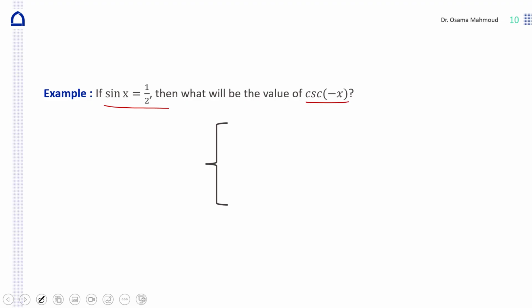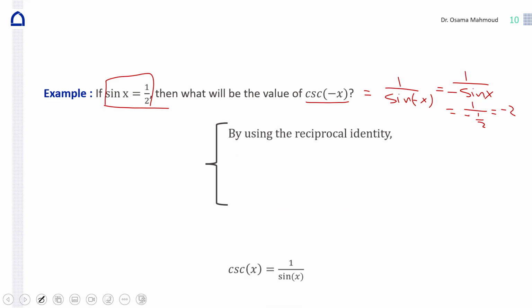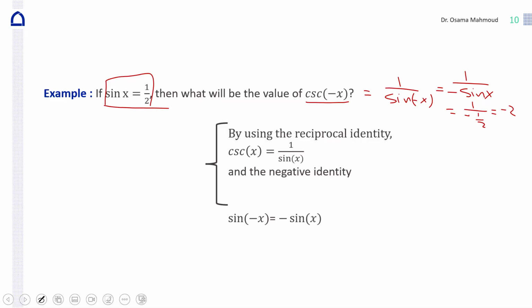Now, also, if you are given sine x is half, and he's asking for cosec minus x. Cosec minus x is 1 over sine minus x, because sine is an odd function, so it's 1 over minus sine x. Now, plug in the value of sine x, which is half, so you can get the answer here, -2, right? This is exactly what you are going to do. This is how to work it out.